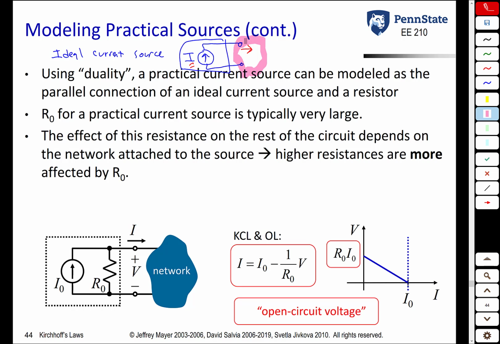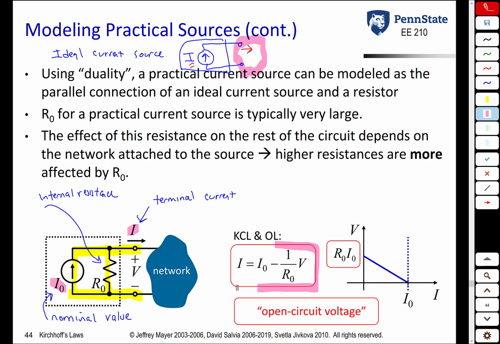The way we're going to model a practical current source is with an ideal current source in parallel with an internal resistance R0. So once again, this is our nominal source value. This is what we call an internal resistance. This current I is what we call the terminal current. That's a current that's actually available to drive the load. And we're going to see that the relationship between the terminal current I and the nominal current I0 is given by this expression here.